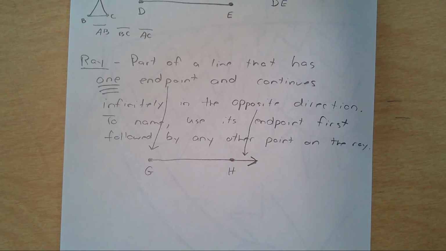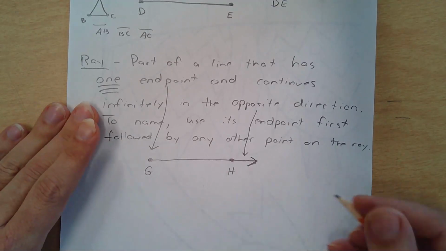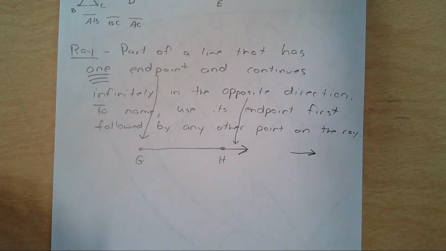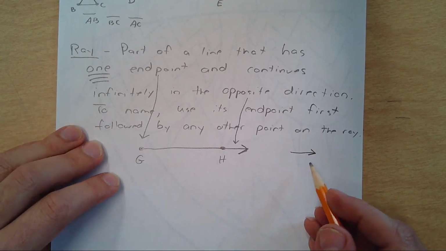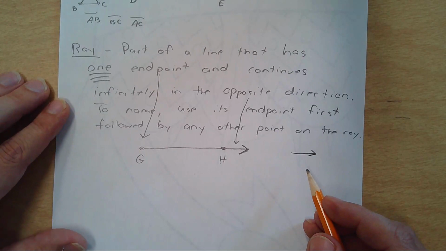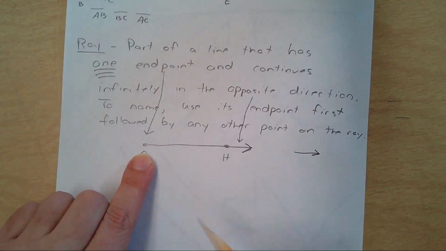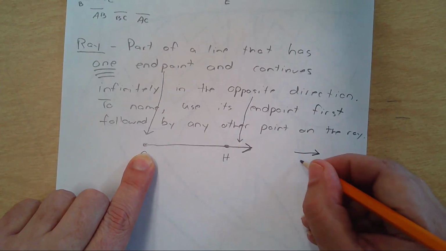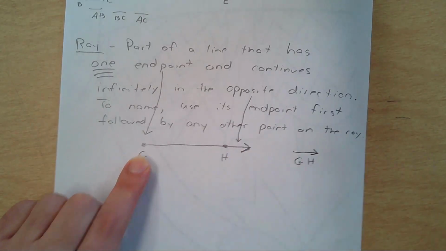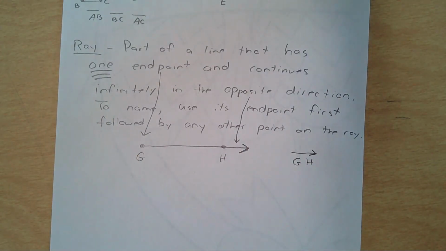So to represent this, our geometric symbol is, once again, kind of like the line segment, kind of like the line, but with just one arrow. And you always set it up this way because to name it, you start with the endpoint first, which is G, and then I could pick any other point. This one only has one other point, so I would call this ray GH.